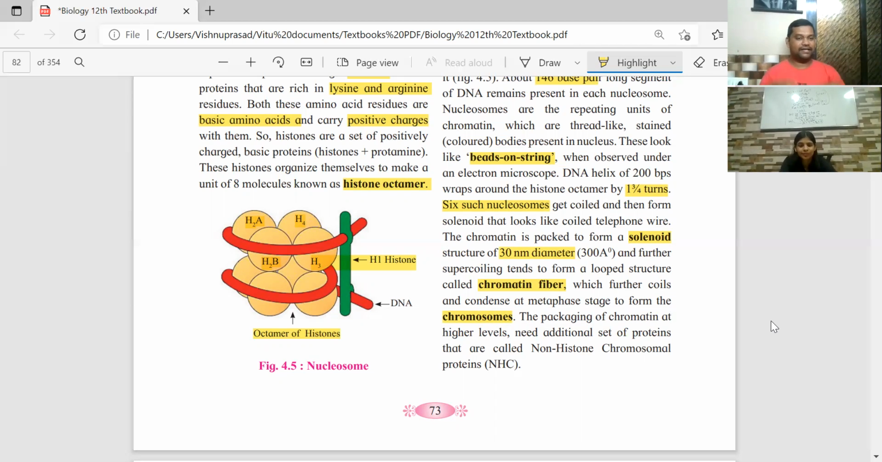And packaging. There are other proteins also involved at a higher level. Chromatin के packaging. They are proteins called non-histone chromosomal proteins. Non-histone chromosomal protein.